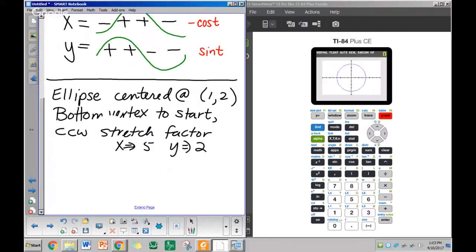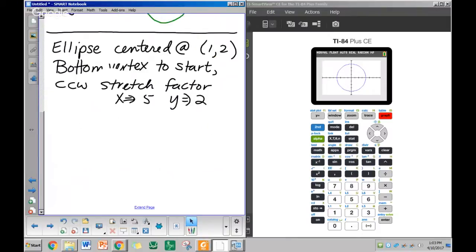So the very first thing I think of is where are we starting? We're starting at the bottom, and I'm going to have an ellipse centered at 1, 2. And the x stretch is 5. So 1, 2, 3, 4, 5. 1, 2, 3, 4, 5. Here we go. And then the stretch is 2 in this direction. So it looks like this. It's a football. Correct?